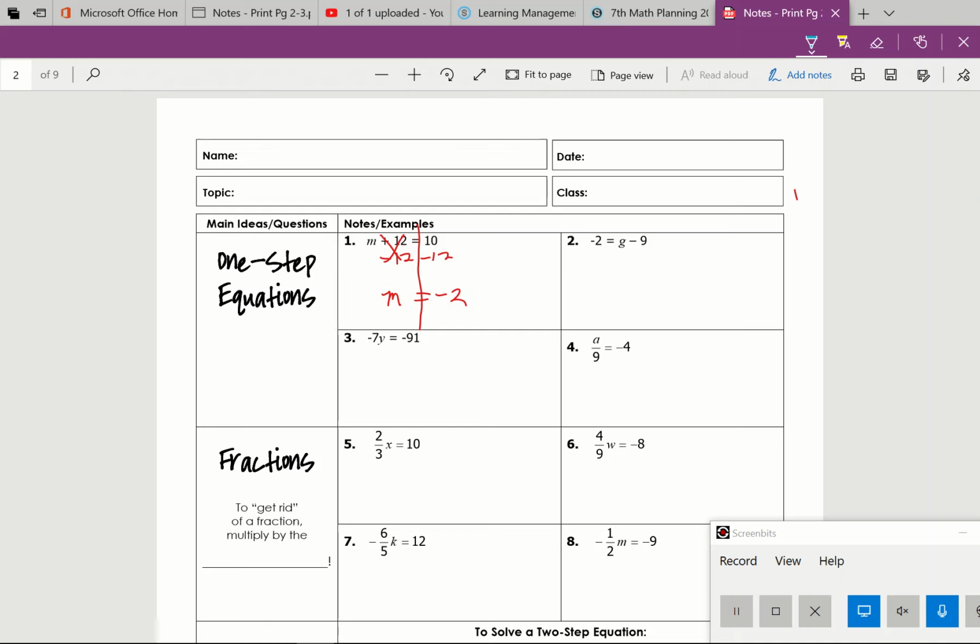So number 2 says negative 2 equals g minus 9. I'm going to divide it in half again. And this time I'm not moving the negative 2. I'm moving the minus 9. So you can boom boom this, or you can just add 9. It really doesn't matter. But the opposite of minus 9 is plus 9. So these cancel out. And negative 2 and 9 make 7.